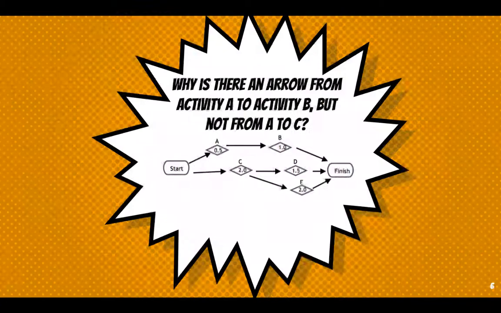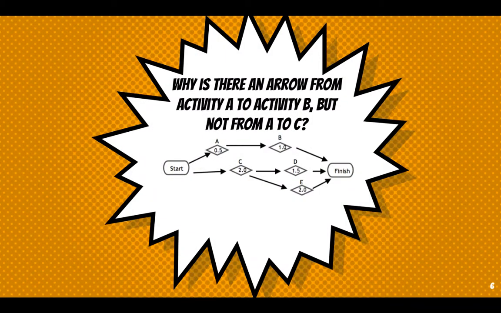The reason why there is not an arrow from A to C is because A is not a prerequisite task to go on to activity C. However, activity A is a prerequisite task for activity B. You must pick your music out before you download the music.